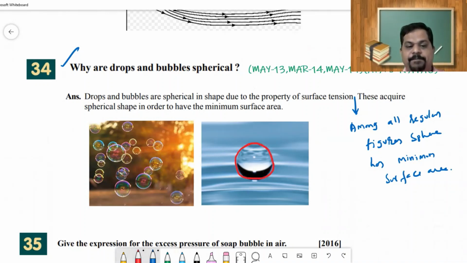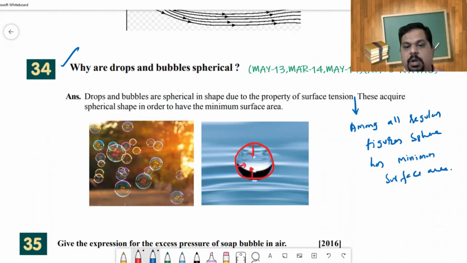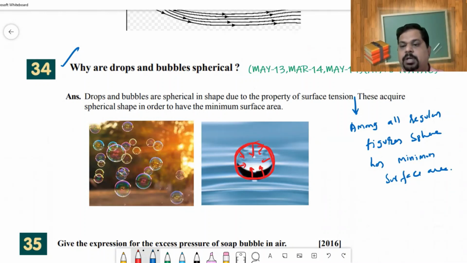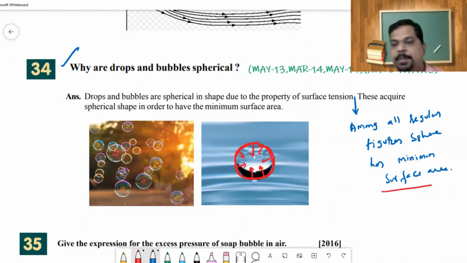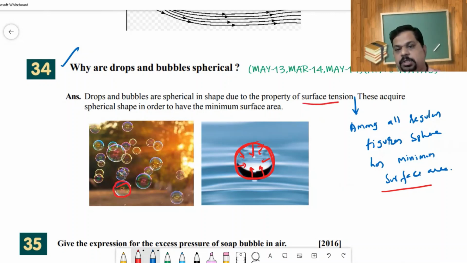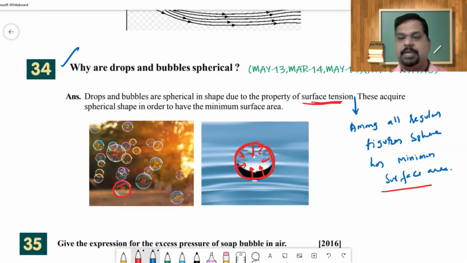Because of surface tension, all the molecules will be attracted. And in order to have minimum surface area, it will assume spherical shape, right? So why sphere only? Because sphere has minimum surface area. The same logic goes for even bubbles also. So bubbles and drops are always spherical just because of one important concept called surface tension. This is very, very important.